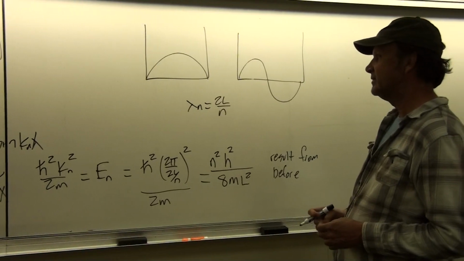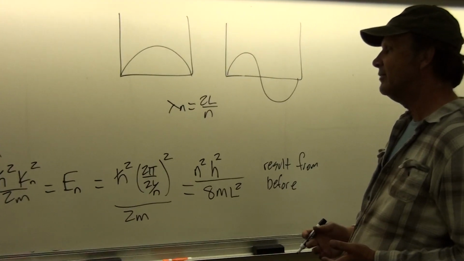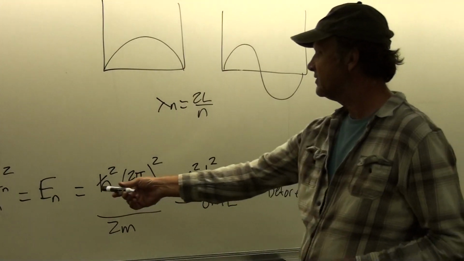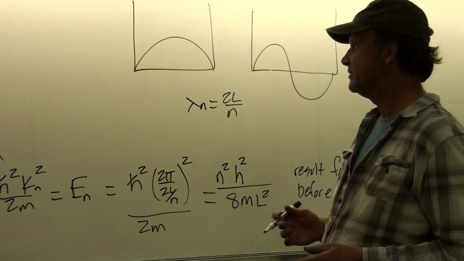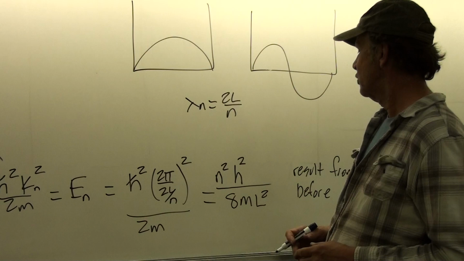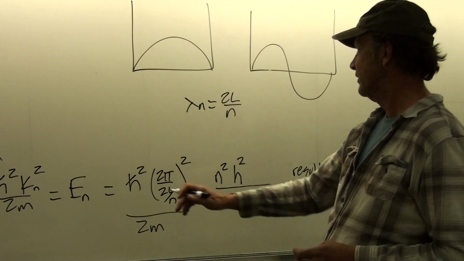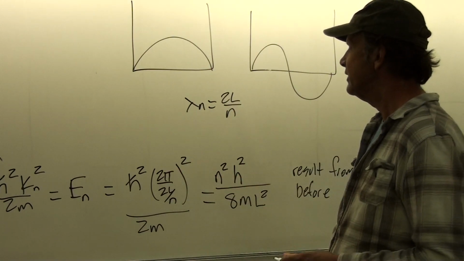Pretty nice, because what that's showing is that the Schrodinger equation is giving us the same answer that we could have obtained with a simpler problem by just more elementary means. Okay, so that's our nth value for the energy.